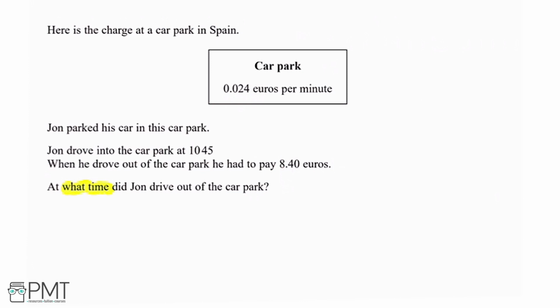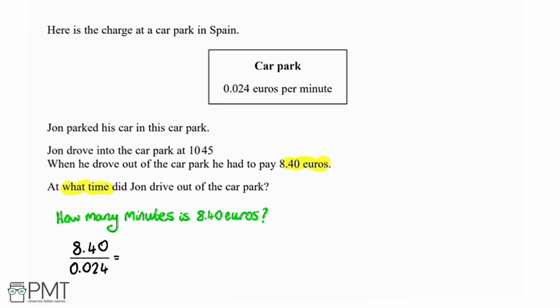So let's work out how many minutes €8.40 is. So if we do 8.40 divided by 0.024, we get 350. So that means that John must have been in the car park for 350 minutes.